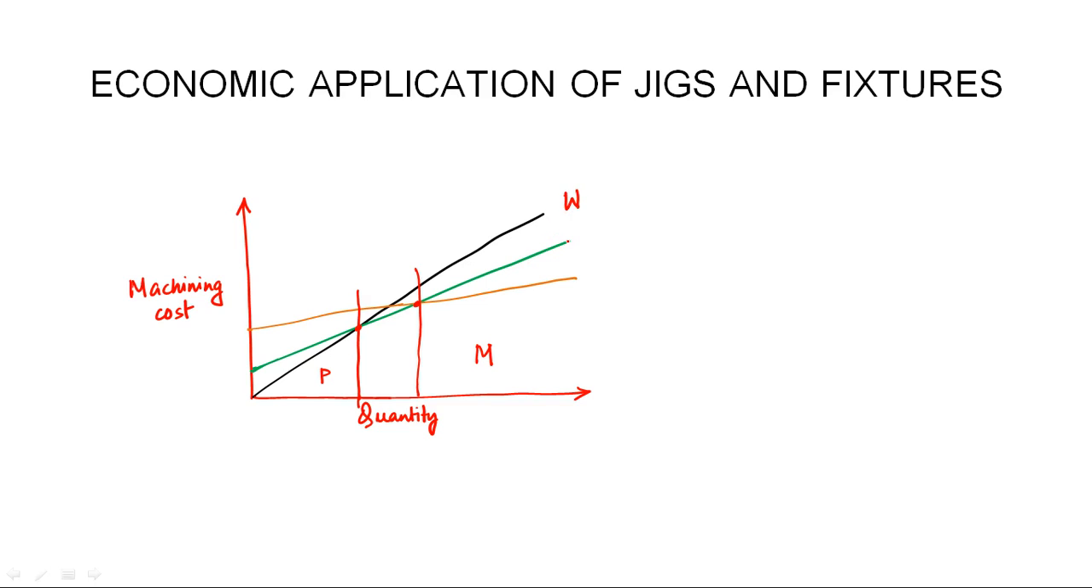And this one is with fixtures and jigs, and this one is using automatic machines. Now if the total number of production is much higher, then if we select the automatic machines, it will be more economical than the other options.